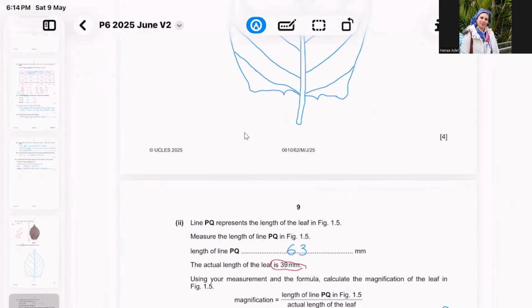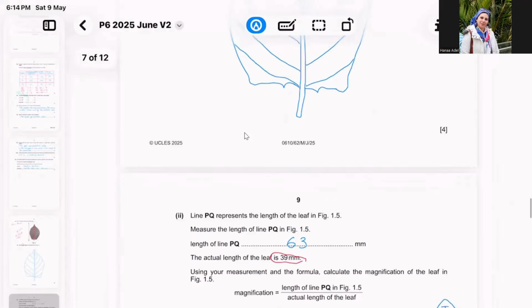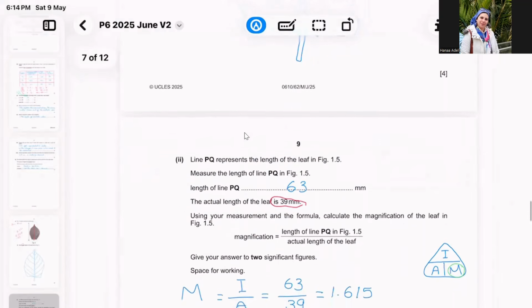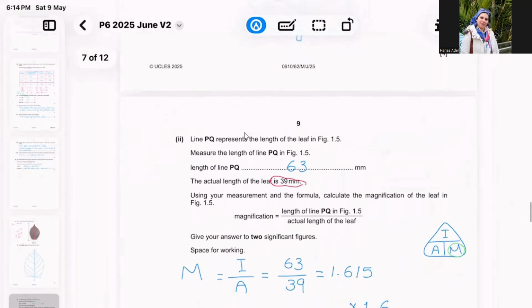Use the measurement and formula to calculate the magnification. And they help us by giving us the rule. Also we have a magic triangle, which is I A M. I is related to the image, A related to the actual length, and M related to the magnification. If you want the magnification, we have to put the image divided by the actual length. 63 divided by 39 is equal to 1.615.